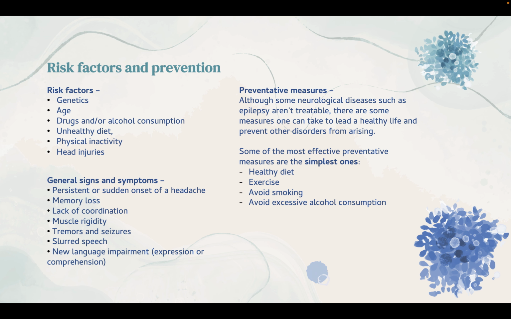Although some of the neurological diseases aren't treatable, some can be treated, and others can be prevented. Some of the most common ways to prevent them are very simple: keeping a healthy diet, exercising constantly, avoiding smoking, and avoiding excessive alcohol consumption.